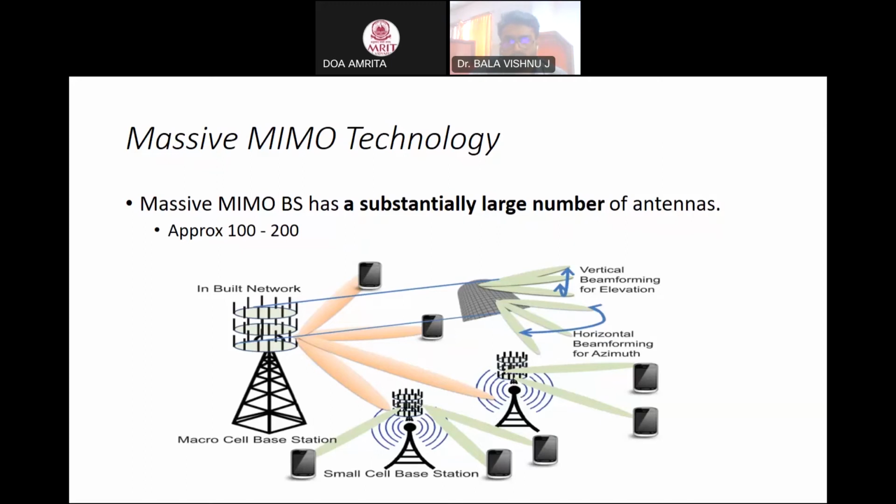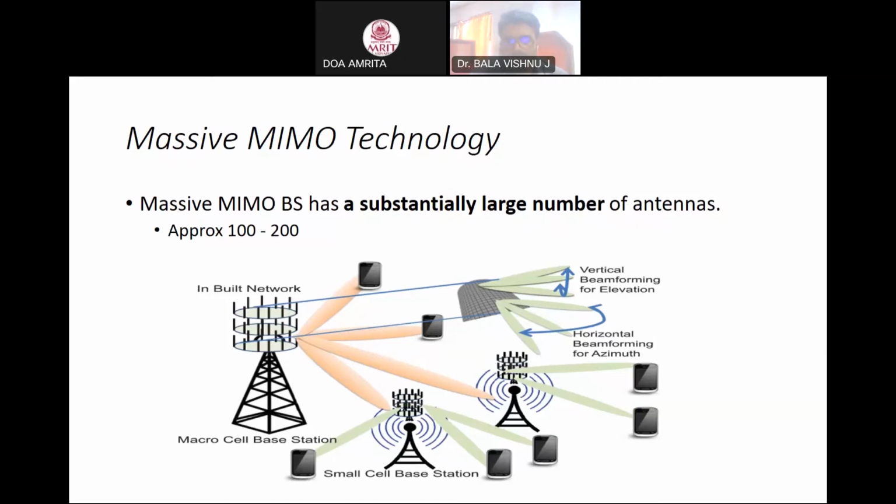In previous SISO, we are achieving 1 bit per second. If you assume 1 bit transmitted per second, we are achieving 1 bps. Whereas with the MIMO of 2 cross 2, two antennas at the transmitter and two antennas at the receiver, we are achieving 2 bits per second.